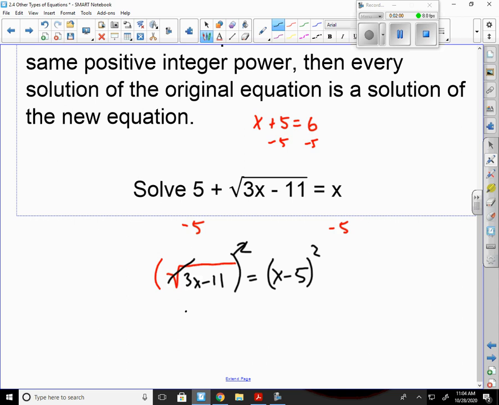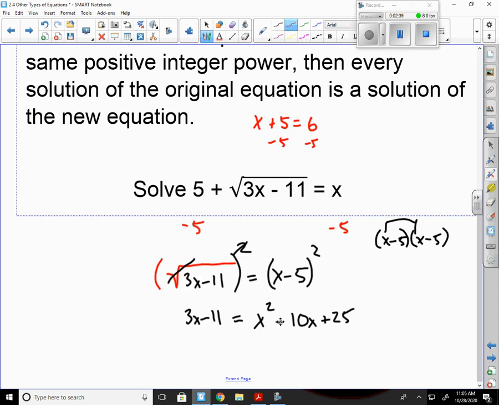On the left side, that just leaves me with 3x minus 11. On the right side, I have to square x minus 5. That's the same as x minus 5 times x minus 5. So I can either FOIL this or just know your rules. It's the first term squared, x squared. For the second one, it would be negative 5 times x times 2, which would give me negative 10x. And then negative 5 squared is plus 25.